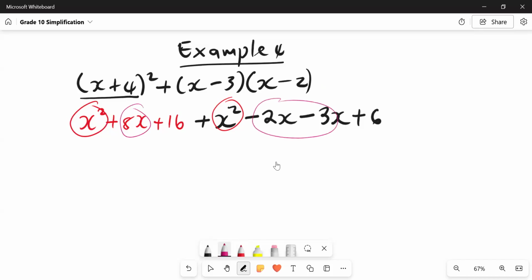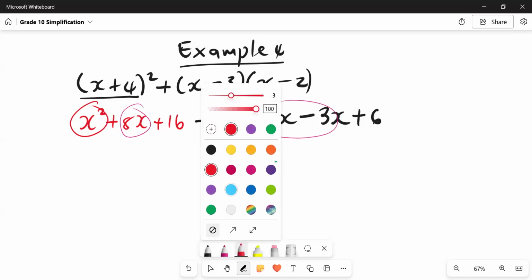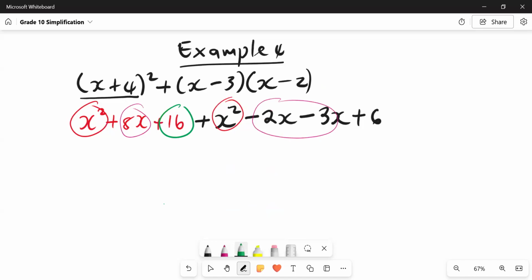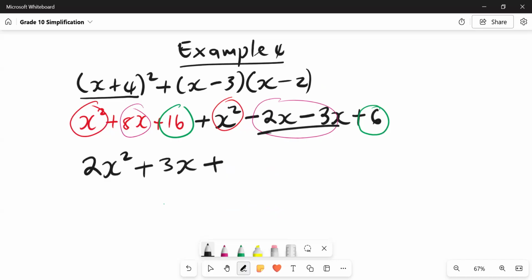And then the last one. So now let's collect all the terms. You'll have your 2x squared plus 3x, because 8 minus 5 is 3. And then 16 plus 6, that's plus 22. So guys, now we are left with the last part, which is difference of square binomials.